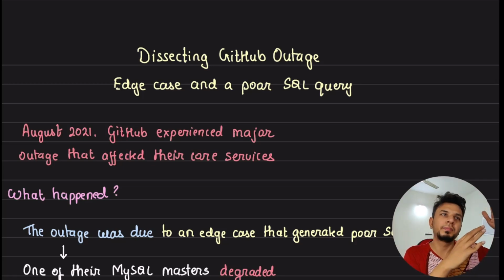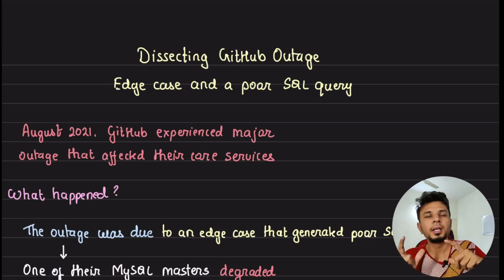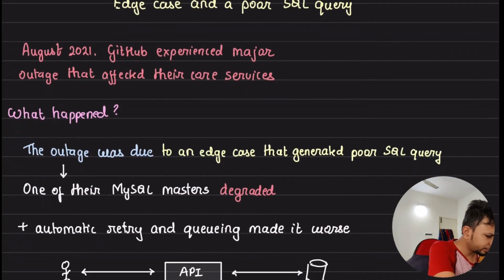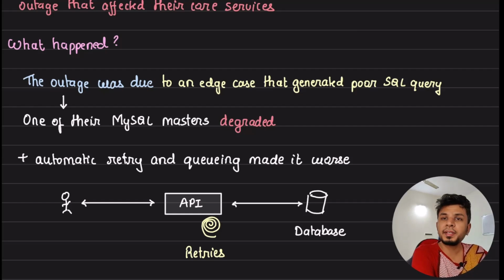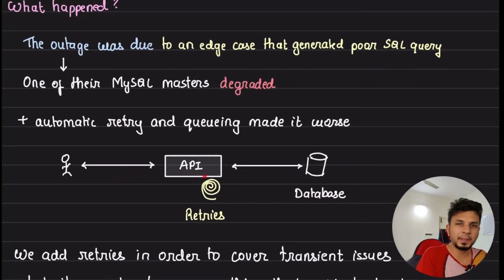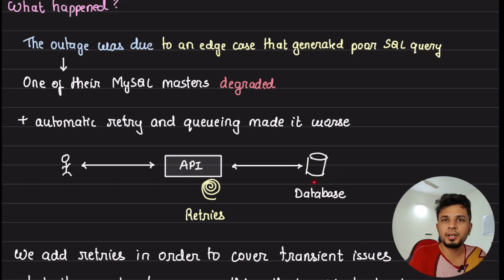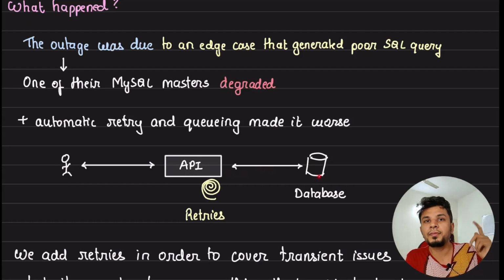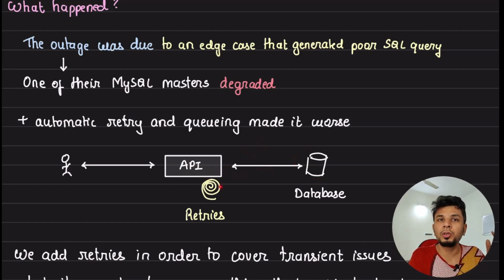Although we just talked about how there was an edge case which led to the generation of poor performing queries, can we take an almost real example which is very close to GitHub and see how it could have happened? It's purely fictional, right? So whenever a request came in, it came to one of your API servers. This API server generated a MySQL query which was fired onto the database. If this resulted in a timeout, your API server automatically retried, as part of its retry logic.